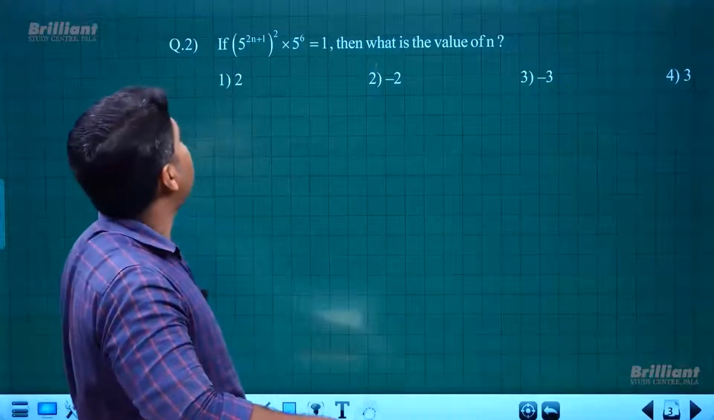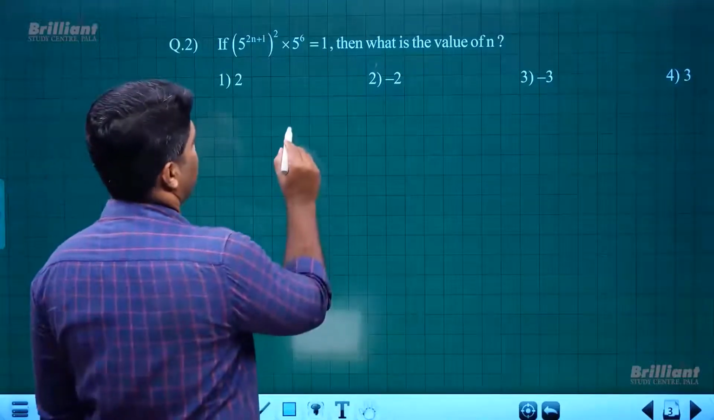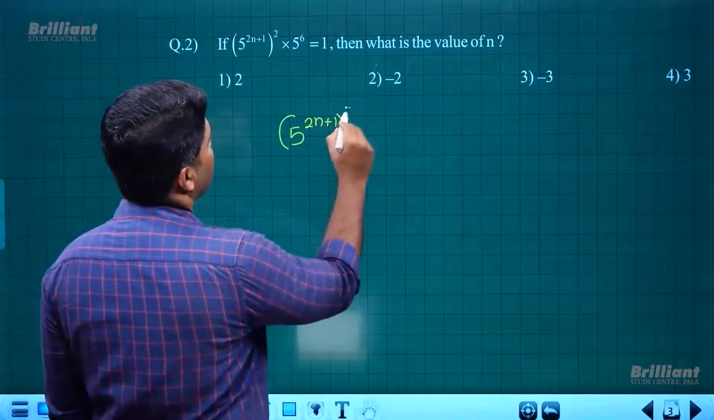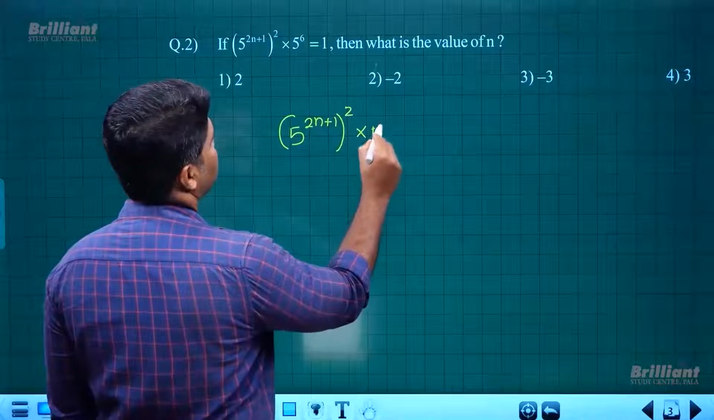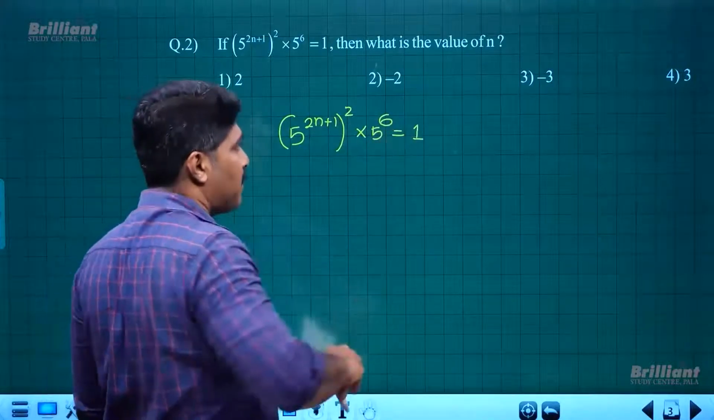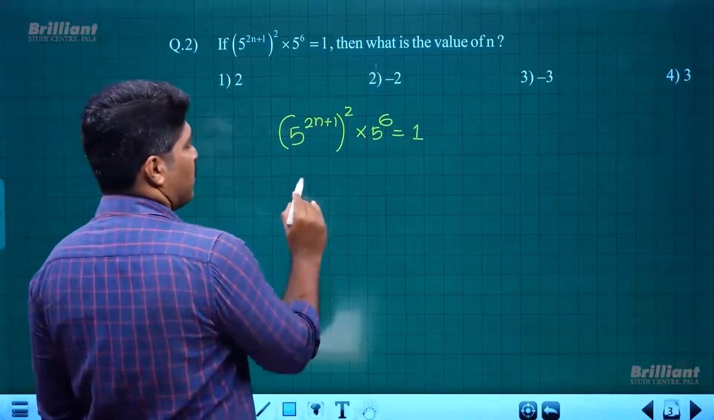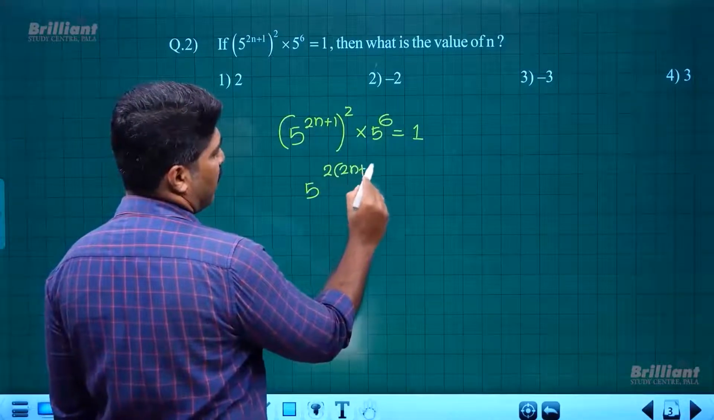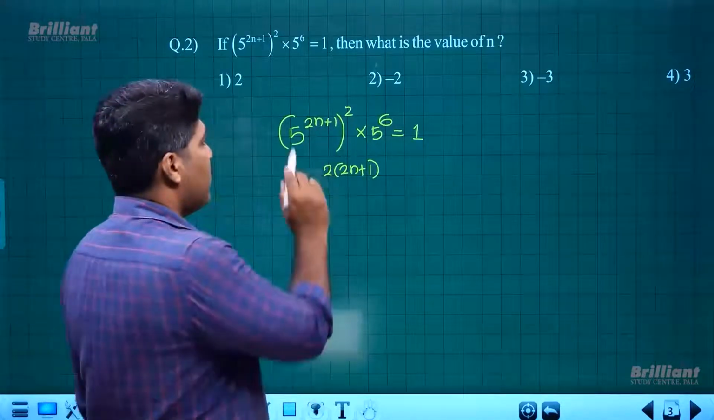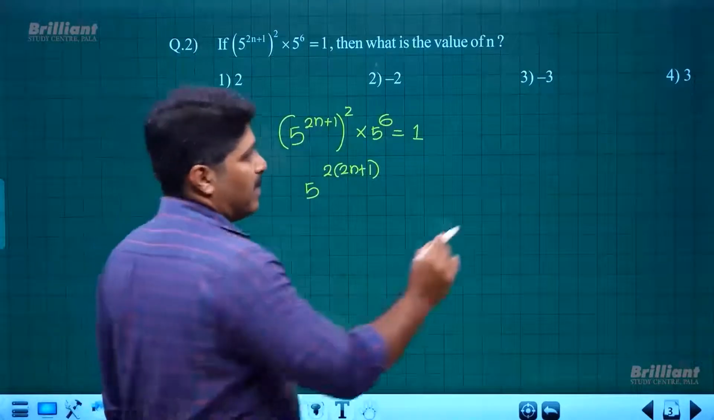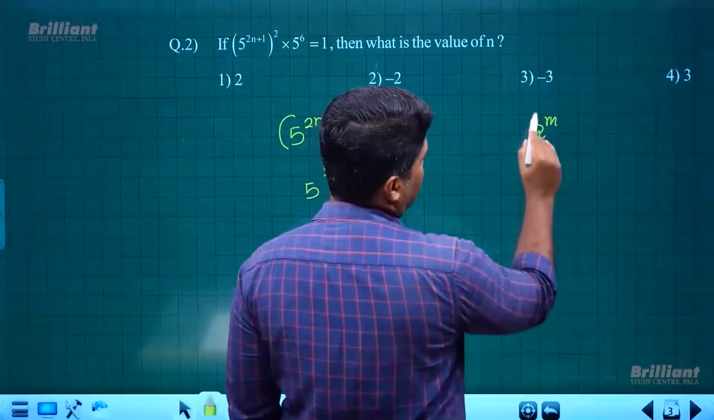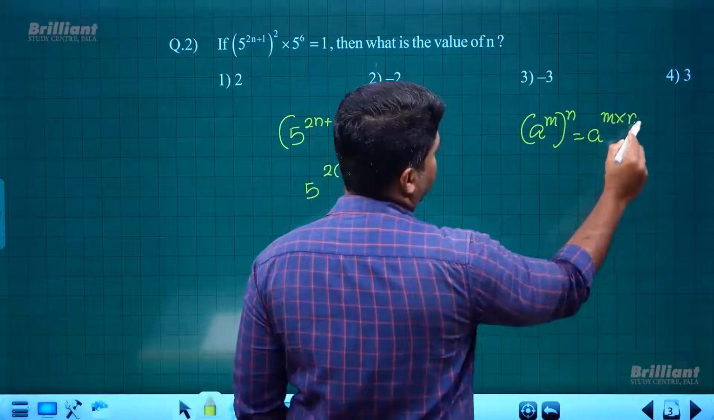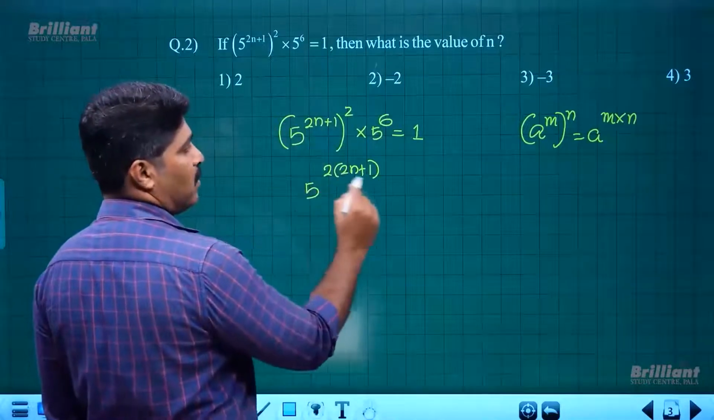Here's the second question. 5 raised to 2n plus 1, the whole squared, into 5 raised to 6, is equal to 1. If you're considering this expression, this is 5 raised to 2 times 2n plus 1. As we know the exponential rule, a raised to m, the whole raised to n, is equal to a raised to m into n. Through that rule, here we can consider this operation like this.